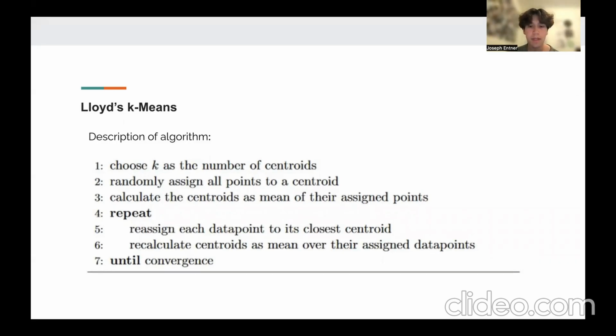The algorithm starts by choosing k as the number of centroids and then randomly assigns all points to a centroid. Centroids are then recalculated as the means of the assigned points. Next, we repeat the following two steps until convergence. First is the assignment step, and second is the update step. In the assignment step, each data point is assigned to the nearest centroid, and in the update step, the centroids are recalculated as the mean of the data points assigned to each cluster. This process continues iteratively until the centroids converge.